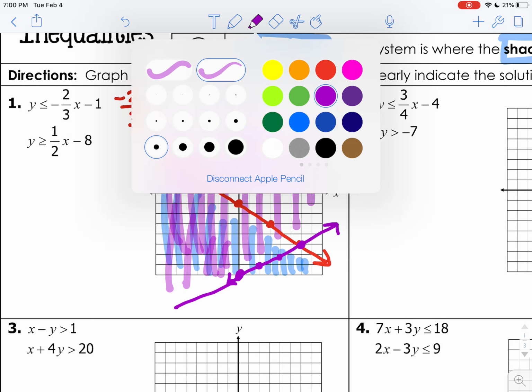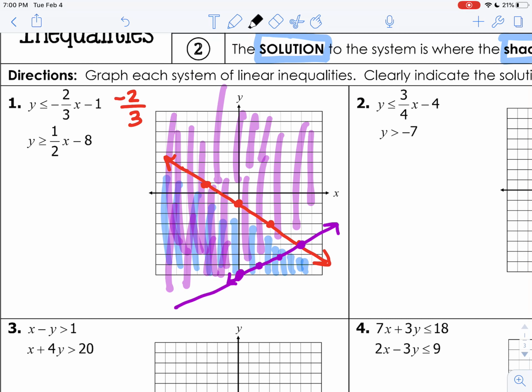Let's do it with black to make it really obvious. So where they intersect, which is in this area, that is your answer. I want you guys to shade that really dark. So this right here is your answer. Everything right here. That's your answer.